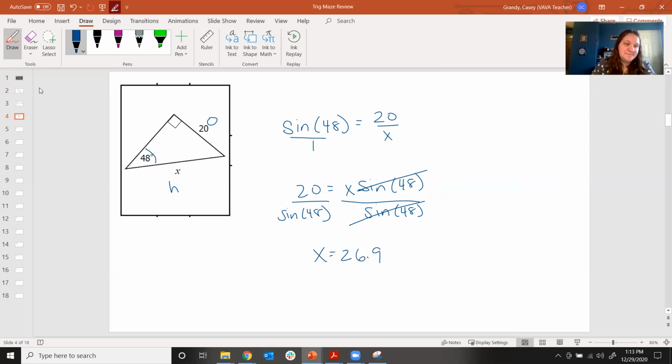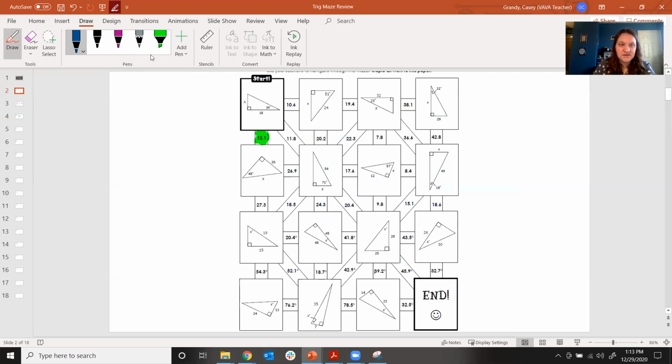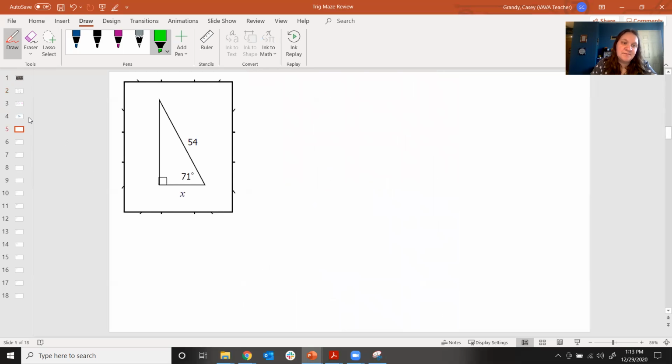We'll look at our maze. There it is. Which will now tell us which direction to go. Is that right? Yes, it was.